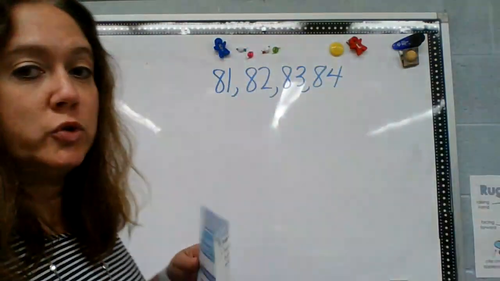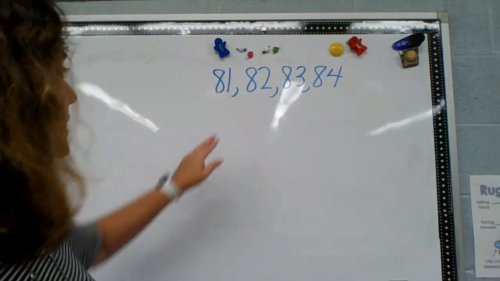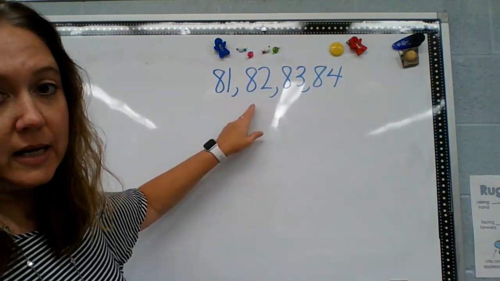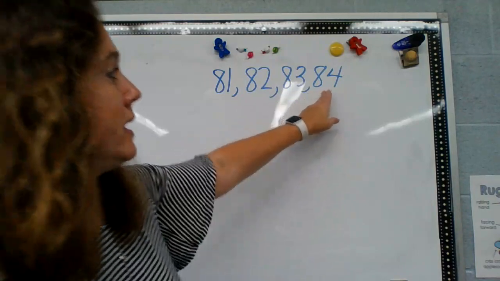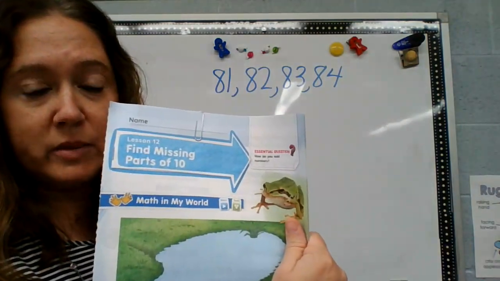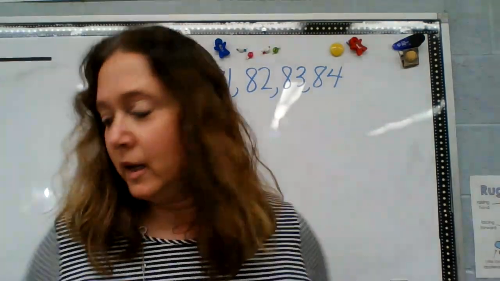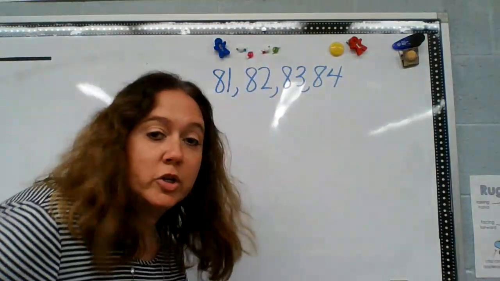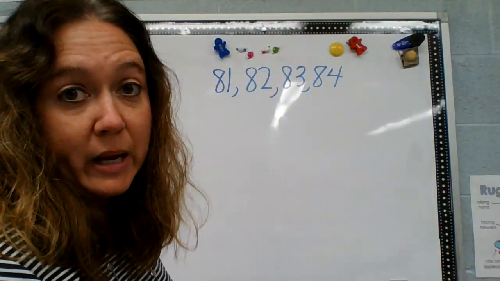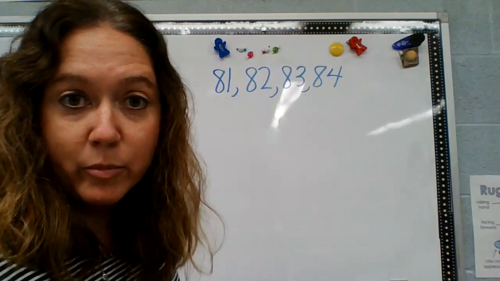For this lesson later, you need to have out pages 81, 82, 83, and 84. It looks like this. Find missing parts of 10 for when you do your papers. What we're going to do is, if you would have a piece of paper or a dry erase board that you could write on, that would be great. I'm going to show you what you would put on your paper. So you can pause it if you need to go get your paper or your dry erase board.